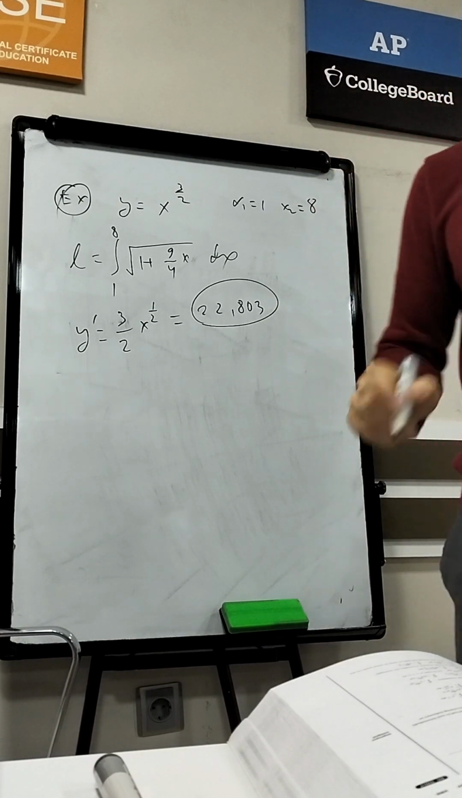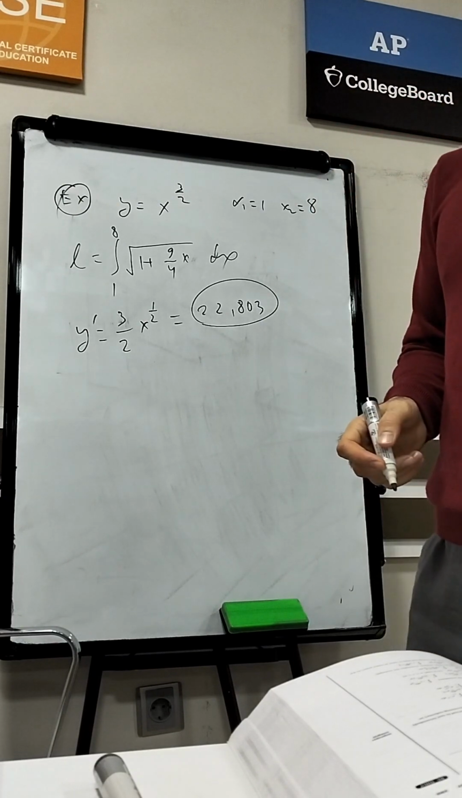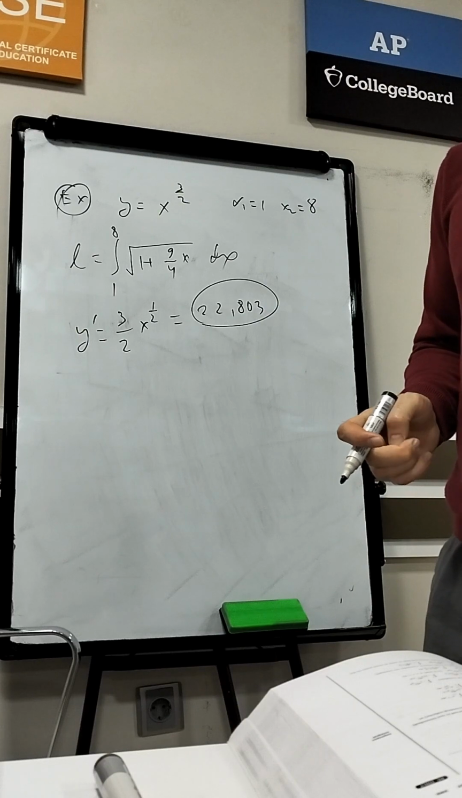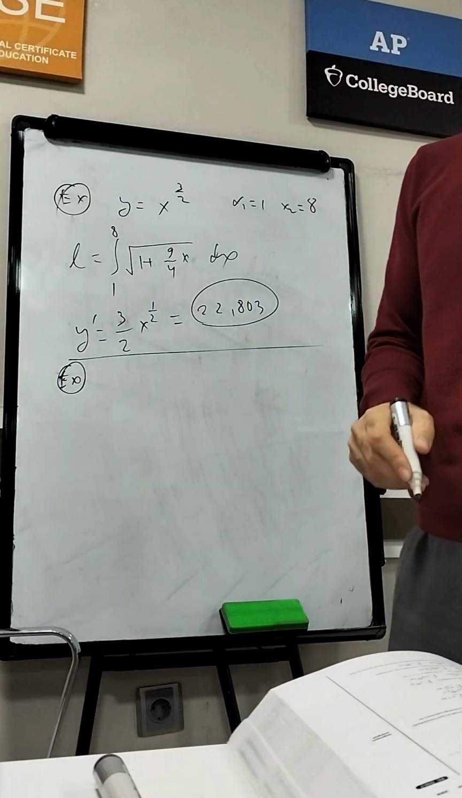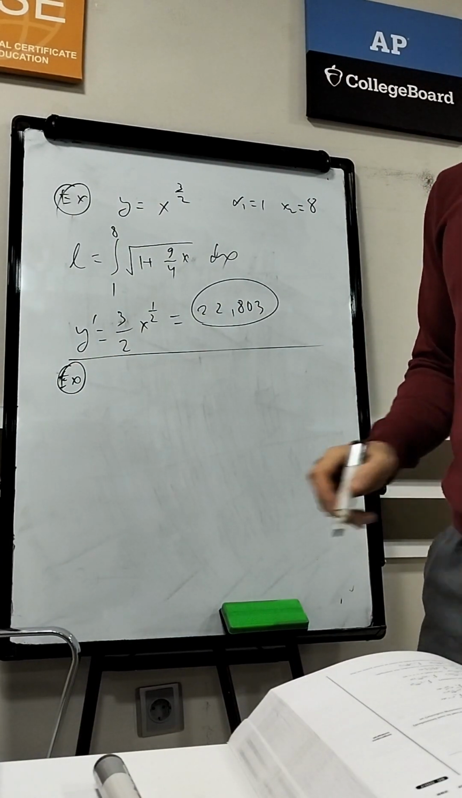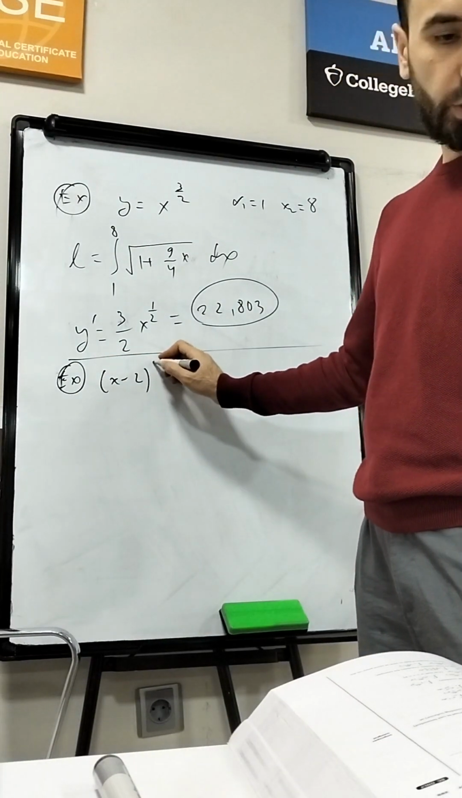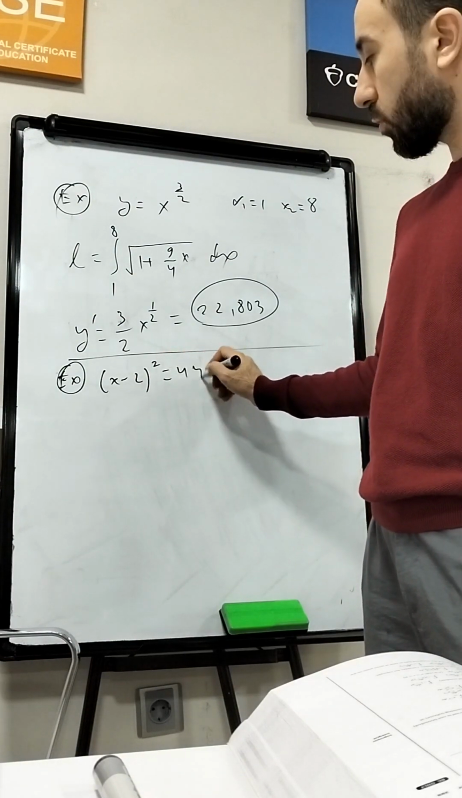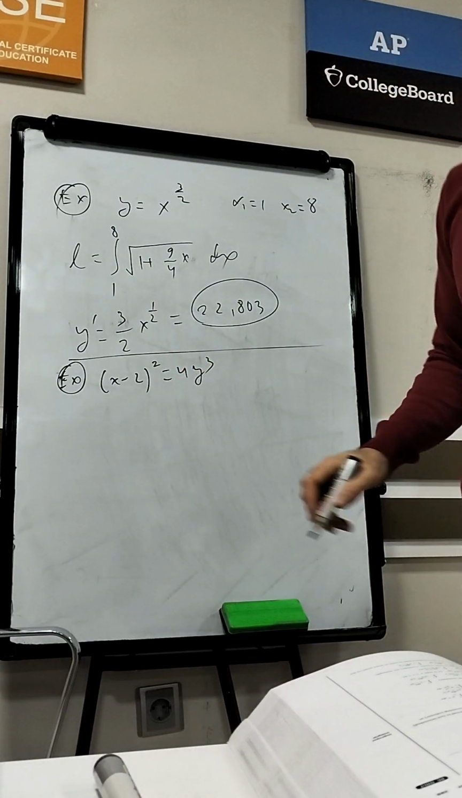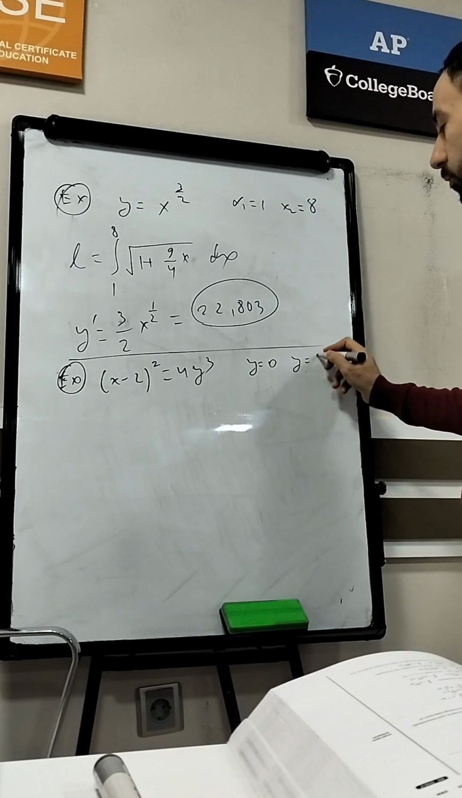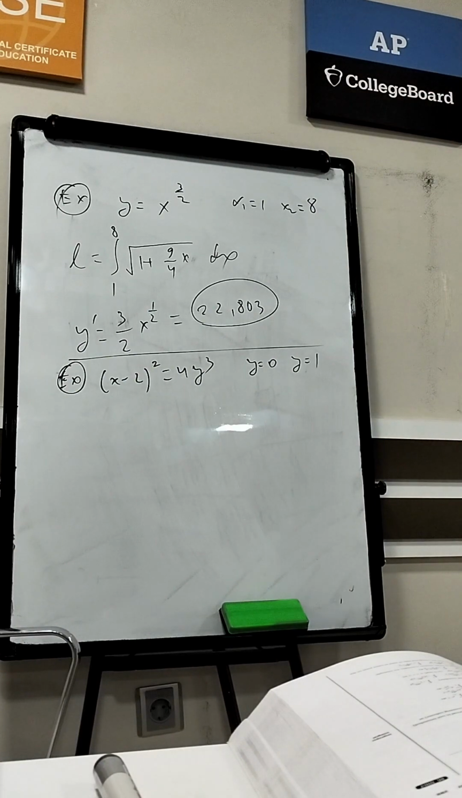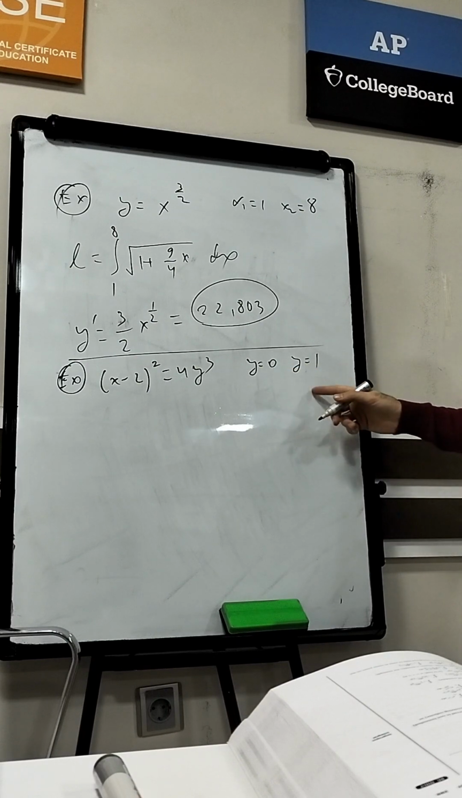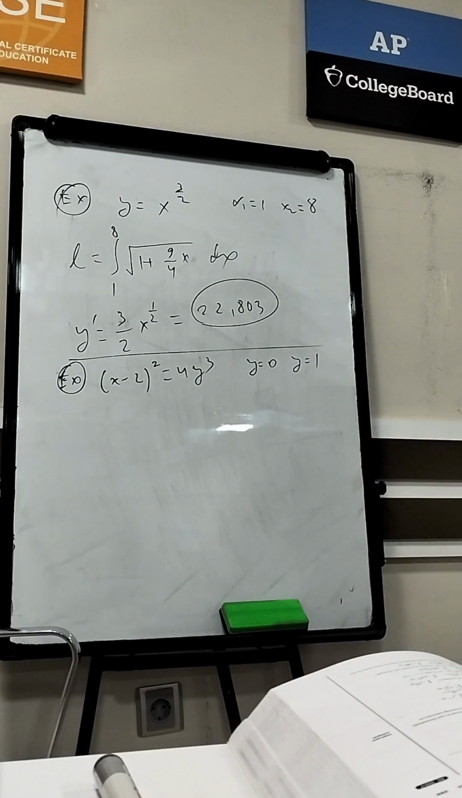Next question is this one. Find the length to 3 decimal places of the curve (x minus 2) squared equal to 4y cubed, from y equal to 0 to y equal to 1. Which formula should you use? The second formula, right? Yes, because of these two values, y equals 0 and y equals 1.